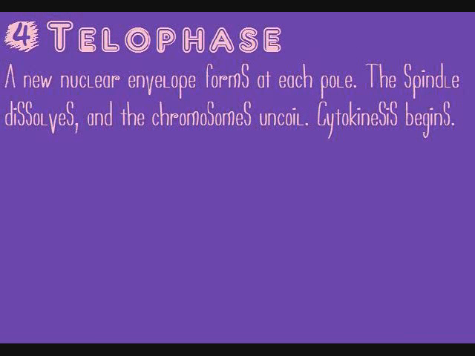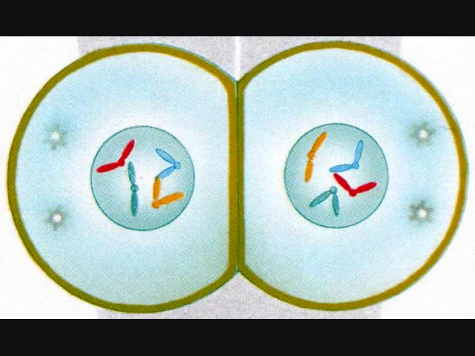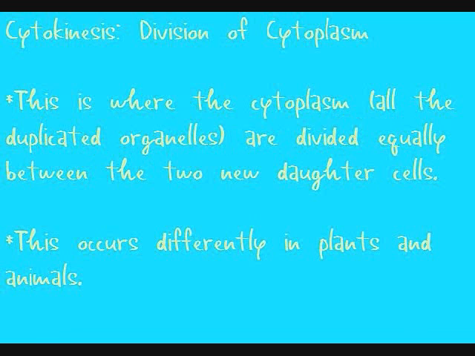Telophase. A new nuclear envelope forms at each pole. The spindle dissolves and the chromosomes uncoil. Cytokinesis begins. Cytokinesis. Division of cytoplasm. This is where the cytoplasm is divided equally between the two new daughter cells. This occurs differently in plants and animals.